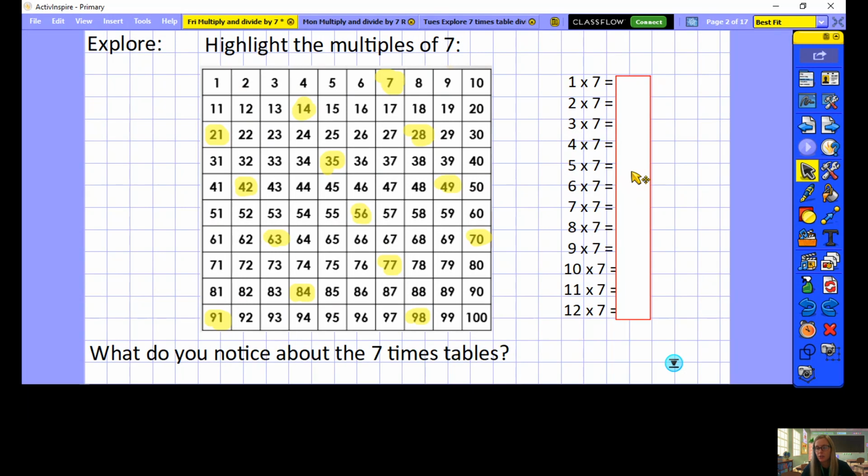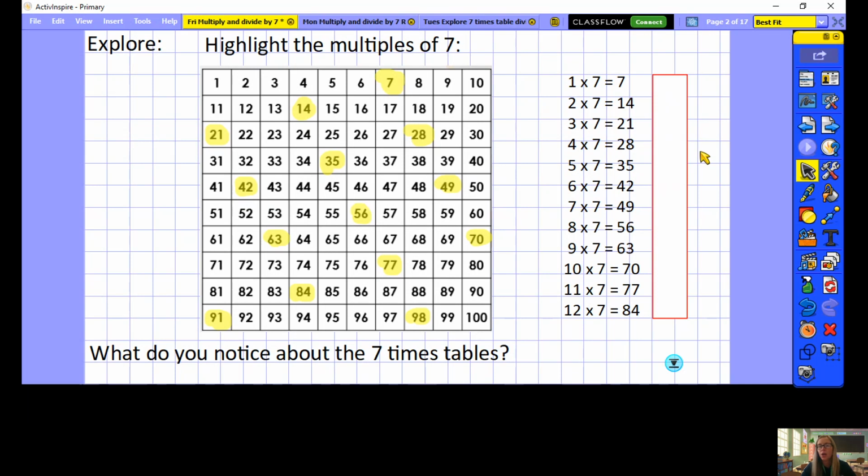So I'm going to move the answers here. So you can either do this with your eyes closed or your eyes open, depending on if you need that bit of help there. So let's start. 1 times 7 is 7. 2 times 7 is 14. 3 times 7 is 21. 4 times 7 is 28. 5 times 7 is 35, 6 times 7 is 42, 7 times 7 is 49, 8 times 7 is 56, 9 times 7 is 63, 10 times 7 is 70, 11 times 7 is 77, and 12 times 7 is 84. Okay. You can rewind that if you want to keep practicing that 7 times table, or pause the video to practice for longer.